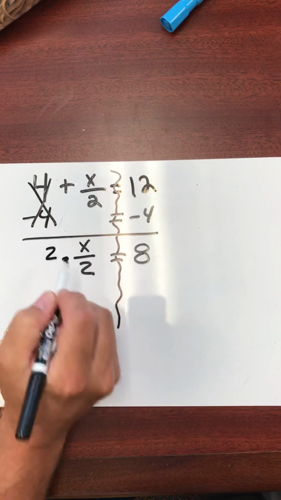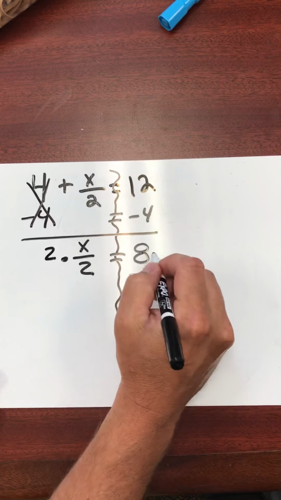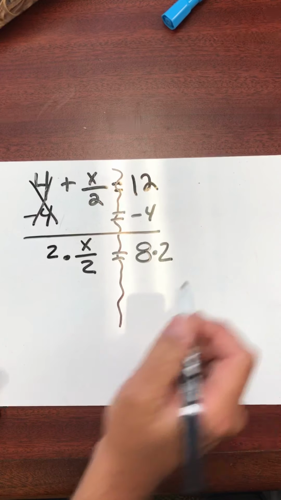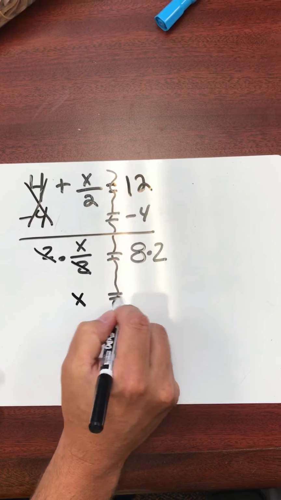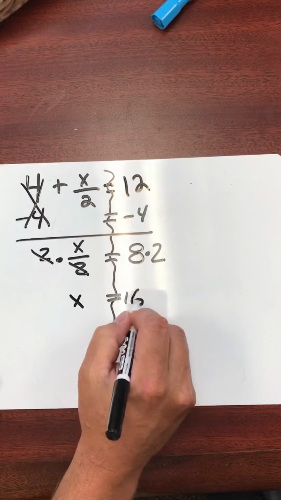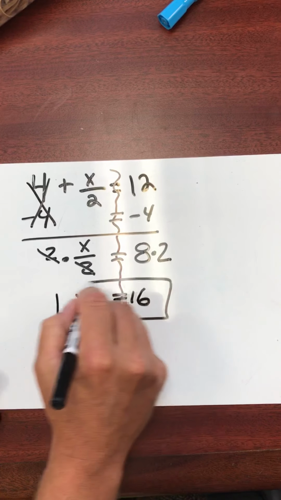So I'm going to multiply by 2 on the left. Whatever I do on the left, I do the same thing on the right. These 2's will cancel out. I'm left with an x. On the other side, 8 times 2 is 16, and that is my solution.